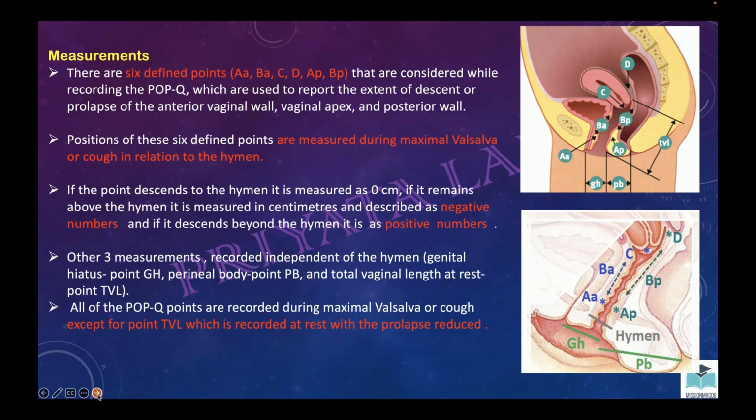Coming to the position, it could be standing or left lateral, but it has to be done with the maximum Valsalva, for all the points except one, that is TVL. TVL is measured when the prolapse is completely reduced. So can you tell me what the reference point is, and for which point we require the prolapse to be reduced? Yeah, very wonderful, you are doing very fast.